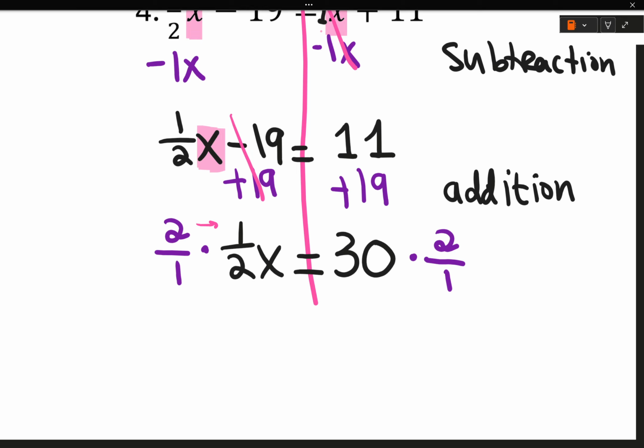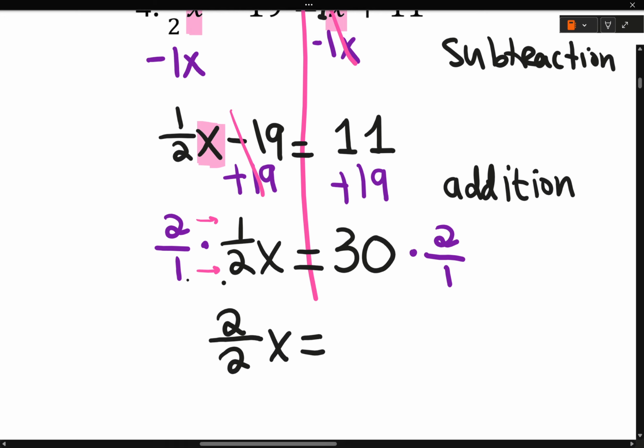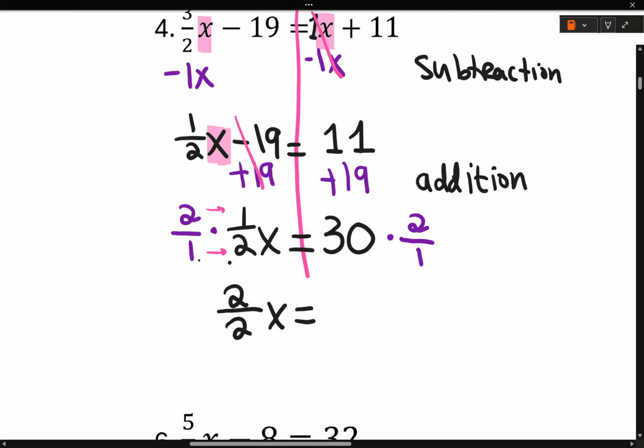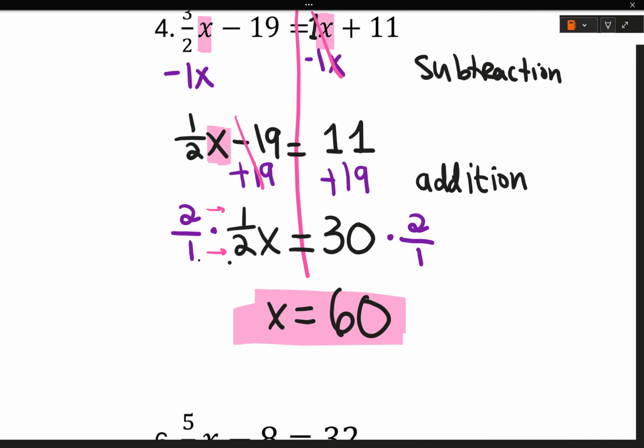Because when we multiply fractions, remember we multiply straight across. So, for our answer, 2 times 1 is 2. 1 times 2 is 2. So we get 2 over 2x. And what is 2 over 2? It's 1. So really, 2 over 2x is just x. And on the right-hand side, 30 times 2 over 1 is 60. X equals 60.